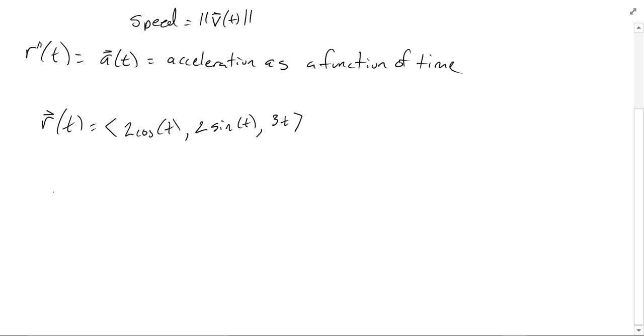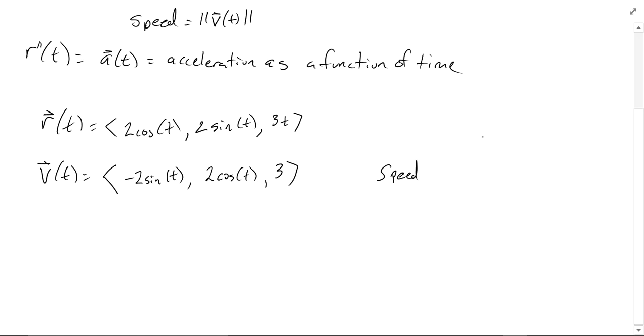Alright, that gives us our position as a function of time, and if we're looking for the velocity, we're just going to take the derivative of our position. Our velocity vector will be the derivative of our position vector, so that would be minus 2 sine t, since the derivative of cosine is minus sine. The derivative of sine is cosine, so I'm going to have 2 cosine t, and the derivative of 3t will just be 3. That will give us our velocity.